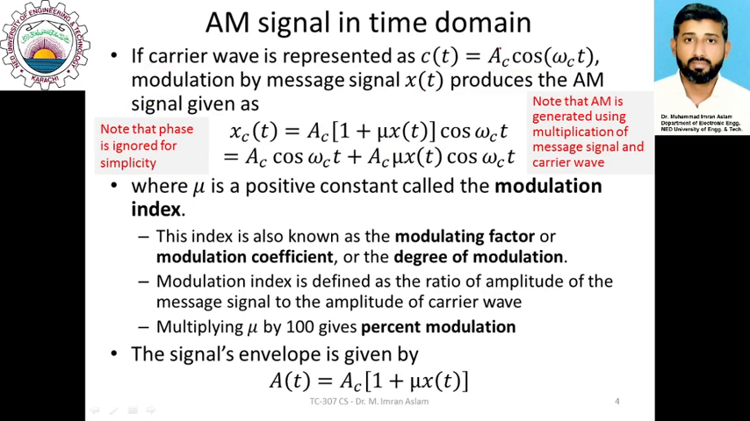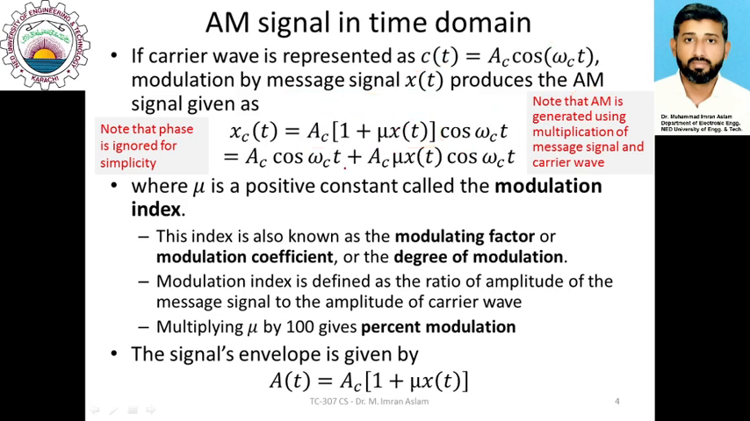Okay, so if we have a carrier wave and we have a message signal which is represented by x(t), what is the AM signal or amplitude modulated signal? It is a combination of this carrier and the message signal, which is mathematically represented by this expression: A_c [1 + mu x(t)] multiplied by cos(omega_c t). You can notice that A_c and cos(omega_c t) represent the carrier wave, and this part is related to the message which contains x(t).